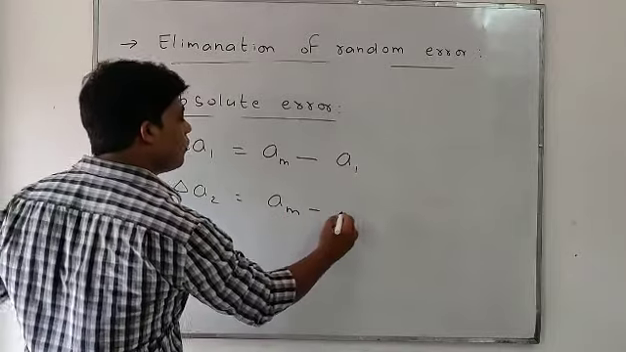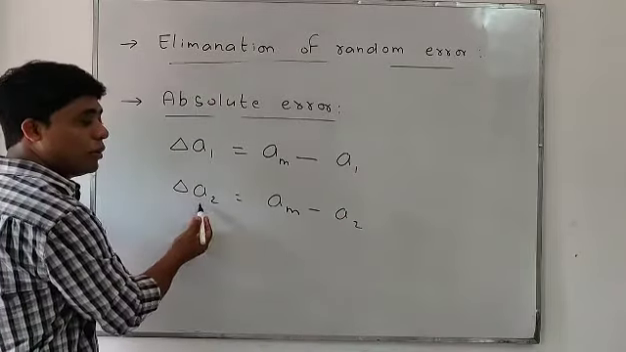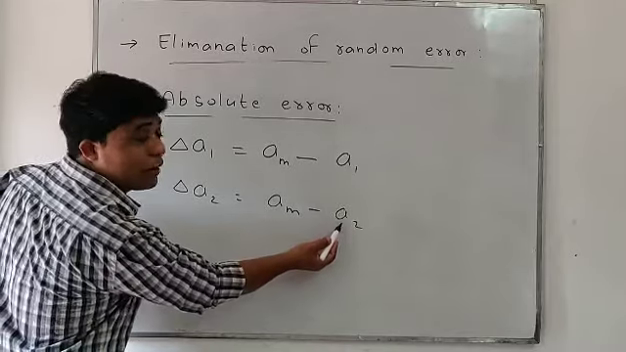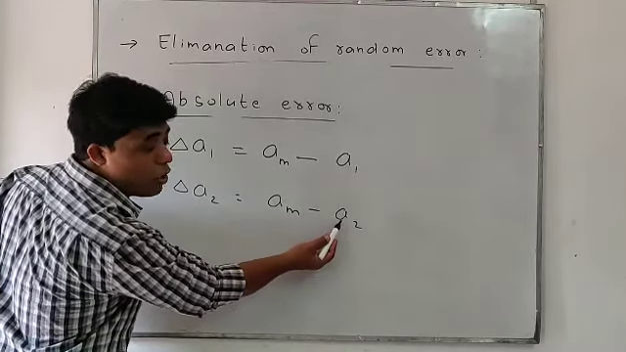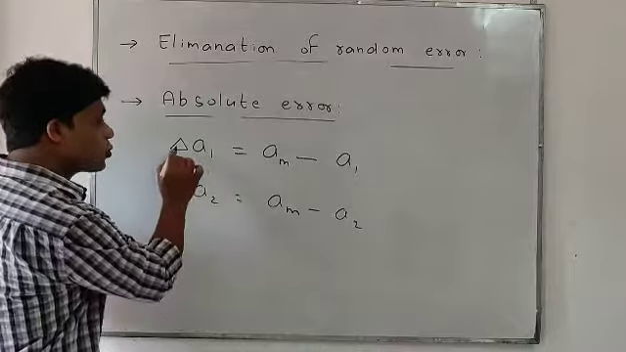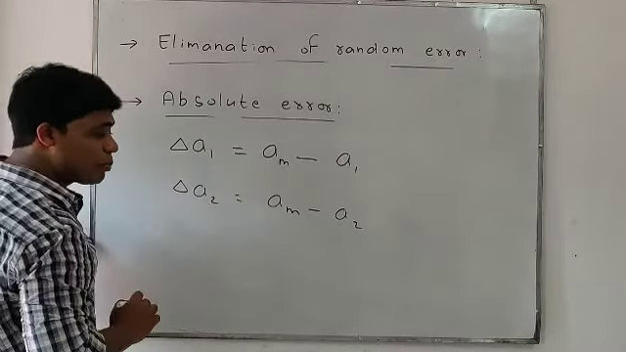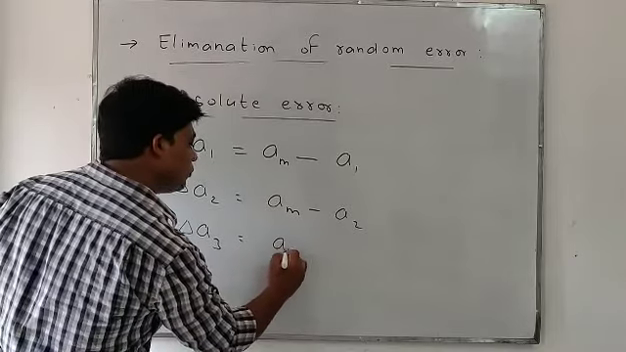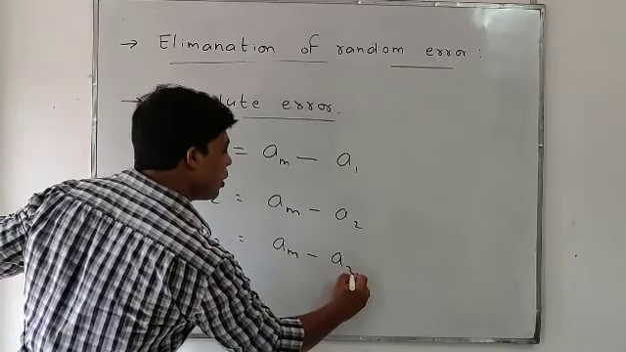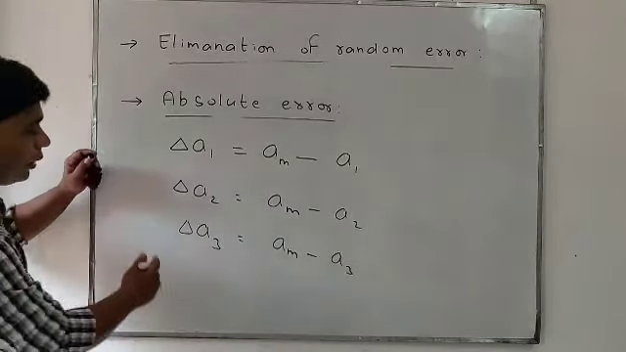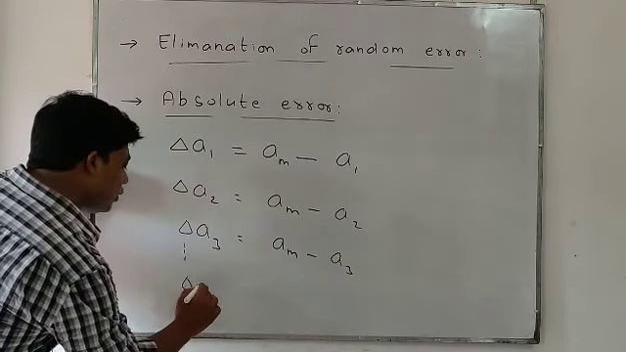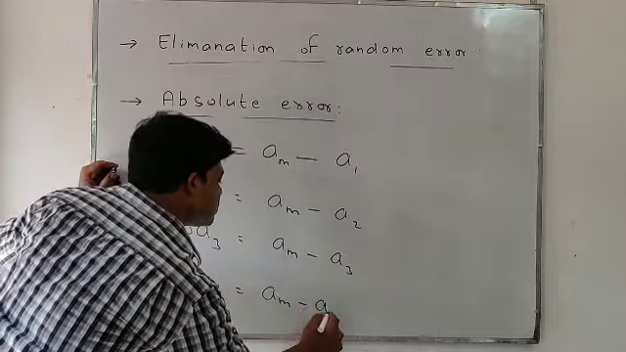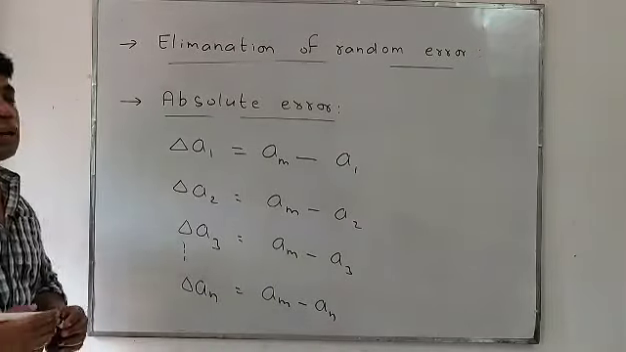This is called the second absolute error. It is defined as the difference of the average value and the calculated individual value that we found in the measurement. This is called the second absolute error in the experiment, and this is called the third absolute error, till we can find An, that is Am minus An, the nth absolute error.